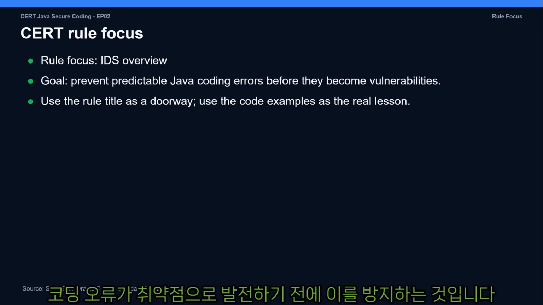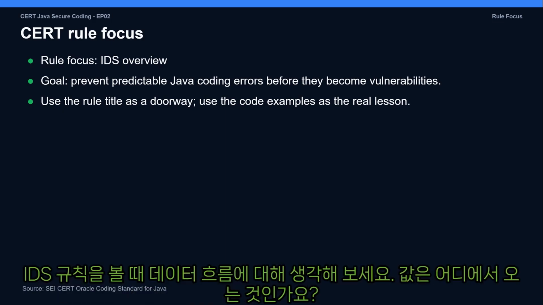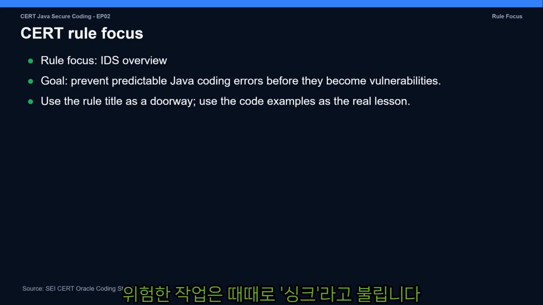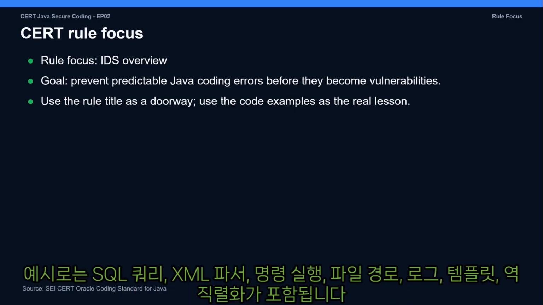When you see an IDS rule, think about data flow. Where does the value come from? Can a user control it? Does it cross a trust boundary? Where is it used? Does it reach a dangerous operation? A dangerous operation is sometimes called a sink. Examples include SQL queries, XML parsers, command execution, file paths, logs, templates, and deserialization.